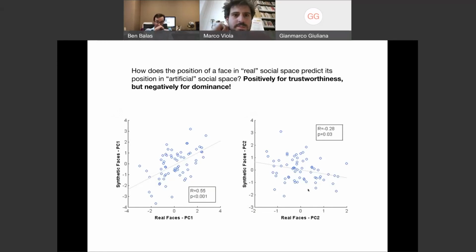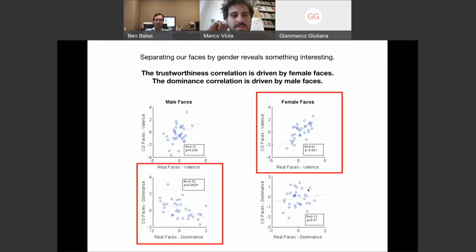And this is where things get really interesting. What I'm showing you now is that same real versus artificial face correlation, but broken down for my male faces on the left and my female faces on the right. And I'm showing you trustworthiness in the top row and dominance in the bottom row. What's interesting to see here is that the correlation between real and artificial faces for trustworthiness turns out to be almost entirely driven by just the female faces. So female faces are strongly correlated for trustworthiness across real and artificial appearance, male faces not so much.